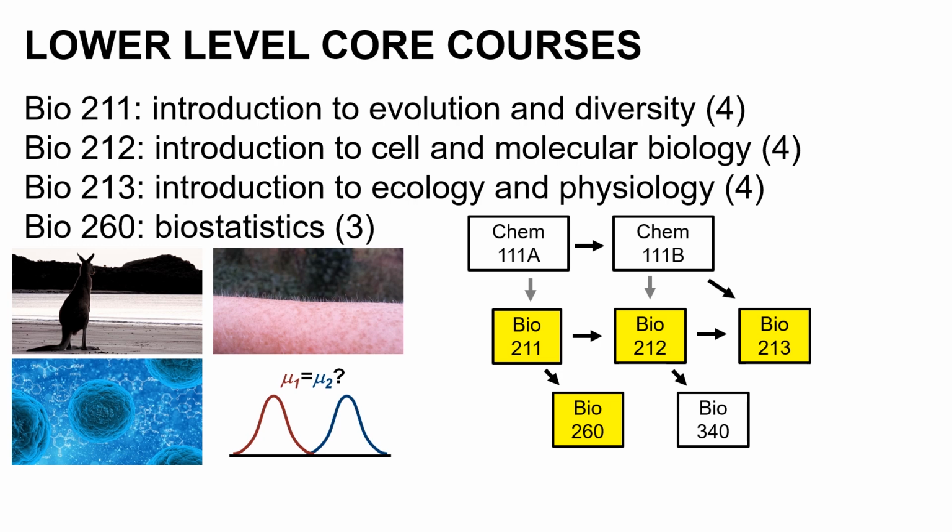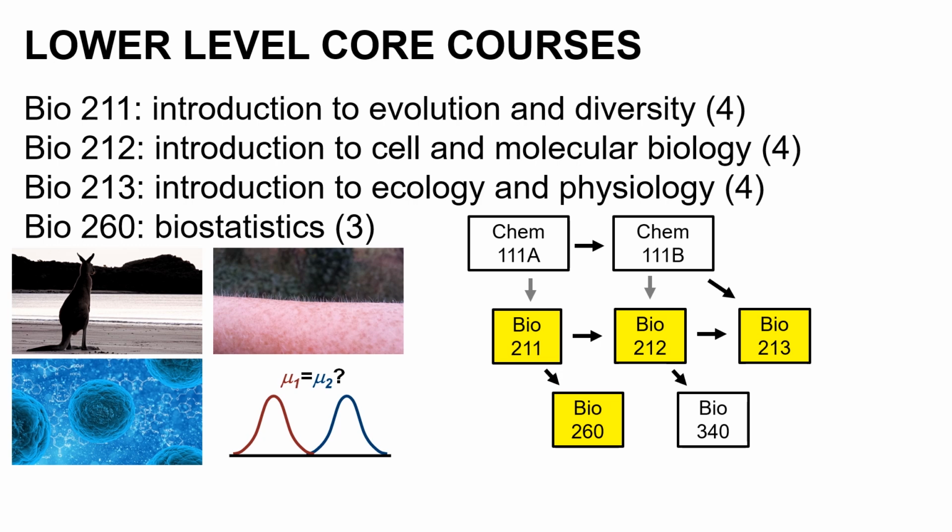The final lower-level core course is biostatistics. This course is an introduction to the basic statistical concepts and tests used in studies done in all the fields within biology. The diagram shows the sequencing of these courses and their relationship to introductory chemistry. Biology 211 must be taken at the same time or after Chemistry 111A. Biology 212 must be taken at the same time or after Chemistry 111B, and must be taken after Biology 211. Biology 213 must be taken after Biology 212 and both semesters of General Chemistry.